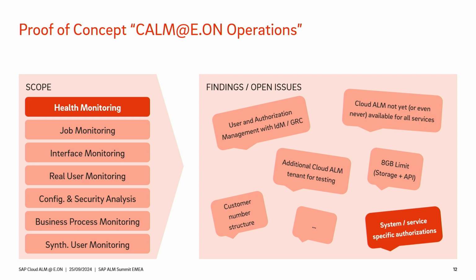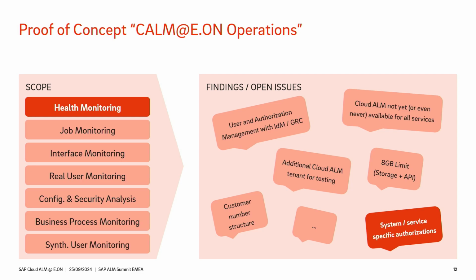We do have an open topic with the fact that not all services are available for Cloud ALM yet. Some of them are on the roadmap, some of them aren't on the roadmap. So this is definitely something we need to deal with in the future. We need to find a solution. I highlighted this customer number range, number structure thing, but this was also raised yesterday in the Ask Me Anything session. So we do have a solution there.